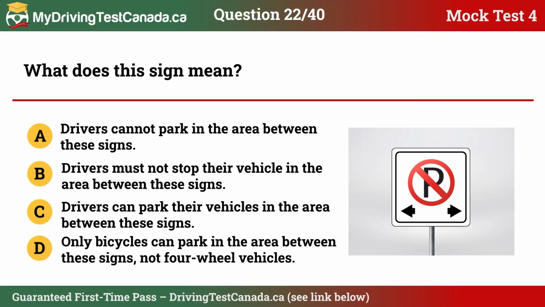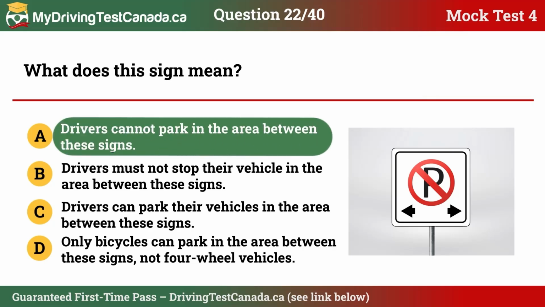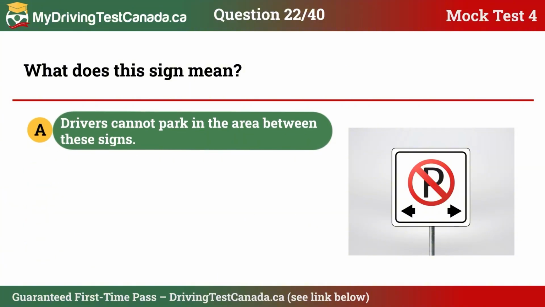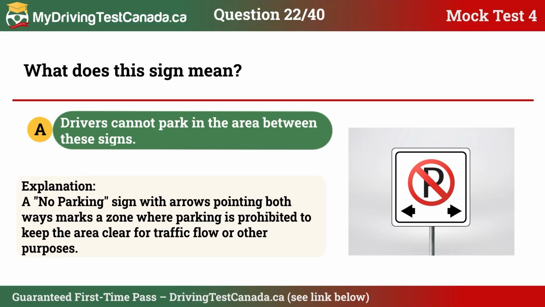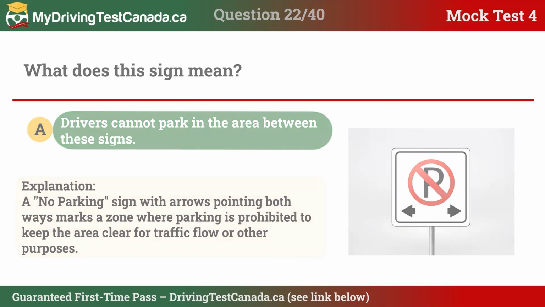The correct answer is A. Drivers cannot park in the area between these signs. Explanation. A no parking sign with arrows pointing both ways marks a zone where parking is prohibited to keep the area clear for traffic flow or other purposes.